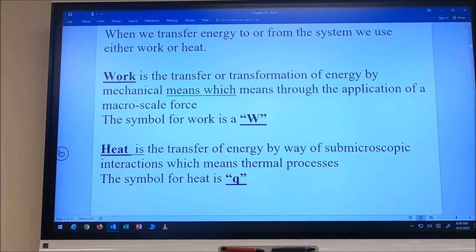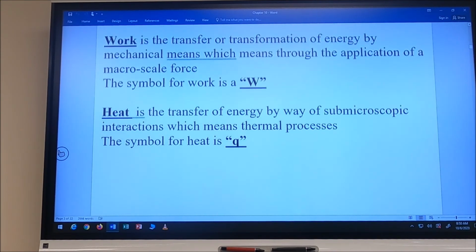Now, when we talk about work, it can be involved in transfers in and out of a system, and it also can be part of transformations of energy inside a system. But no matter whether we're looking at a transfer or transformation, the symbol for work is a W. Heat is the transfer of energy by way of submicroscopic interactions, which means the thermal process, and the symbol for heat is Q. Q is going to be really important next semester. Okay?